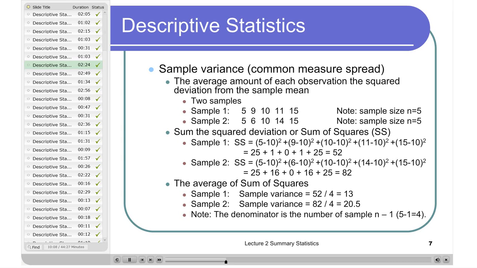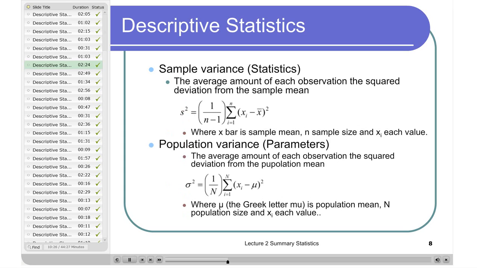And so let's say we want to find the variance for the first sample. We're just going to take the sum of squared deviations, which was 52, and divide that by 4, and we're going to get 13. And for the second example, the sum of squared deviations was 82, and if we divide that by 4, we get 20.5. And so the variance of the first sample is 13, and the variance of the second sample is 20.5.